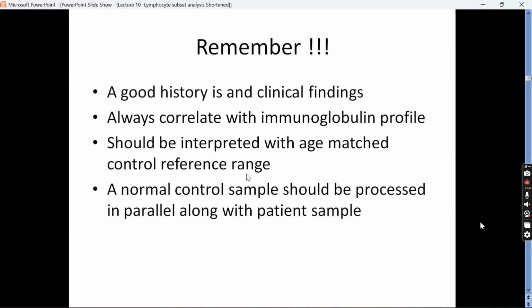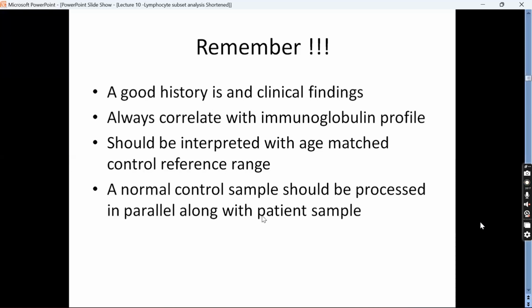Okay, so you should keep that ready and you should also put that in your report when you're doing lymphocyte subset analysis. And then a normal control sample should be processed for some tests. Not all tests, but for some tests, especially activation assays. A normal control sample should be processed in parallel along with the patient sample, just to check everything is right. For example, a DHR assay or something like that.